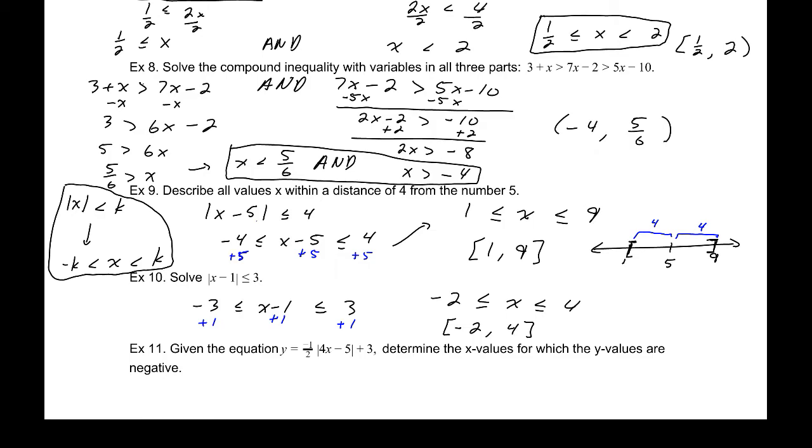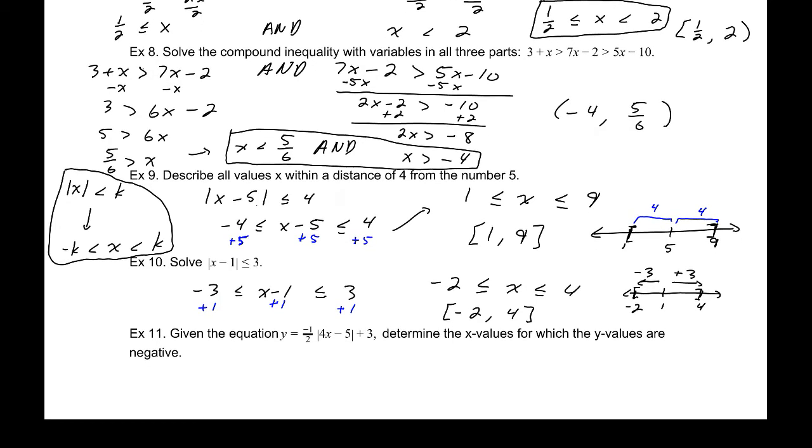And again, if I draw my number line with 1 at the center, and I go out a distance of 3 in either direction, so I add 3 and I subtract 3, I get 4 and negative 2. And that is the interval that I just described.